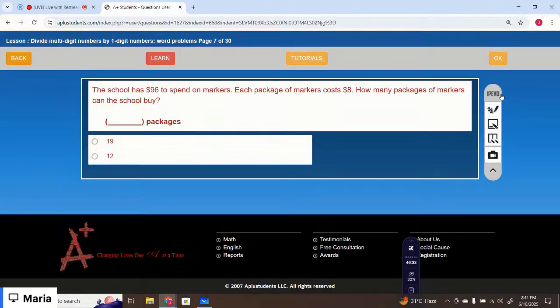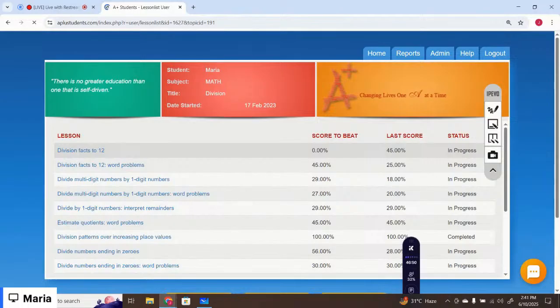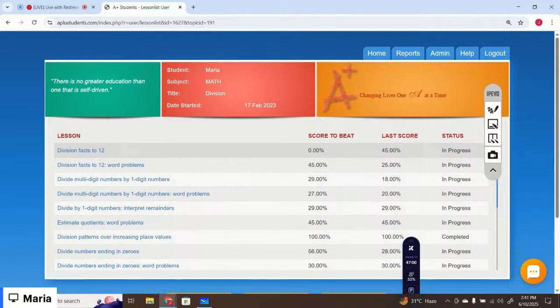Okay, you can complete the lesson by yourself every day. Okay, so we are working on grade 5 math, on the chapter division. The lessons we have covered today are division facts to 12, division facts to 12 word problems, divide multi-digit numbers by one-digit numbers, and divide multi-digit numbers by one-digit numbers word problems.